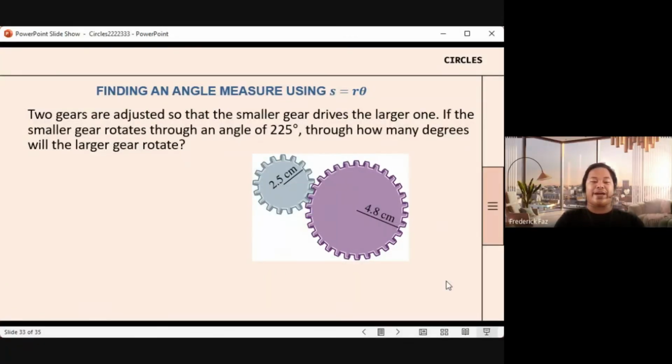Next, finding an angle measure using S is equal to r theta. So we have here two gears. The small gear has a radius of 2.5 centimeters, and the bigger gear has a radius of 4.8 centimeters. So how many degrees will the larger gear rotate bago matapos po yung one revolution of the small gear?